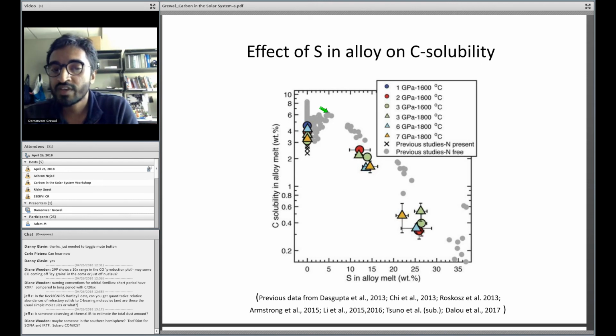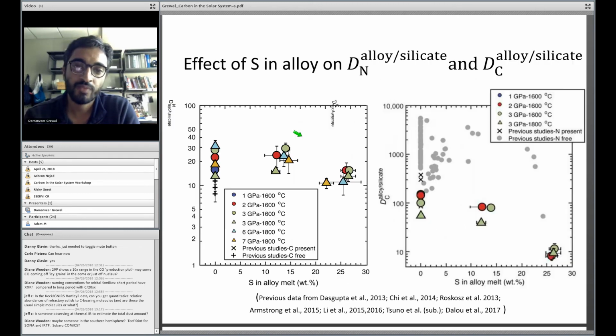As our experiments were performed in graphite capsules, our alloy phase as well as our silicate phase were carbon saturated. What we saw in our experiments, when we use variable amounts of sulfur, is that as the sulfur content in the alloy melt kept on increasing, the carbon solubility in the alloy melt kept on decreasing. This shows that in sulfur-rich alloys, the carbon solubility in the metal is very low, while in sulfur-poor alloys, the carbon solubility in the metal is very high.